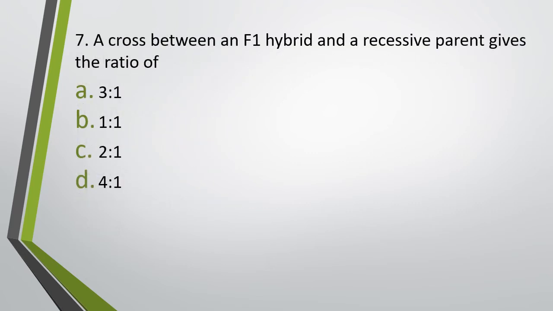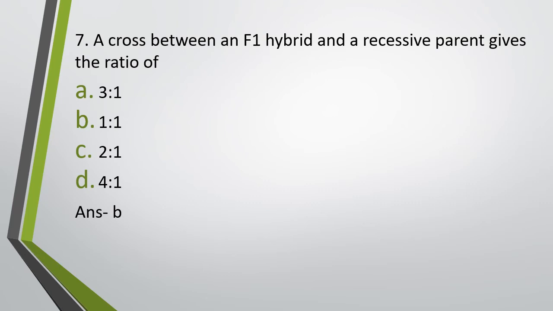Question number 7. A cross between an F1 hybrid and a recessive parent gives the ratio of 3:1, 1:1, 2:1 or 4:1. Cross between F1 hybrid and a recessive parent gives the ratio of? The correct answer is option B, 1:1.